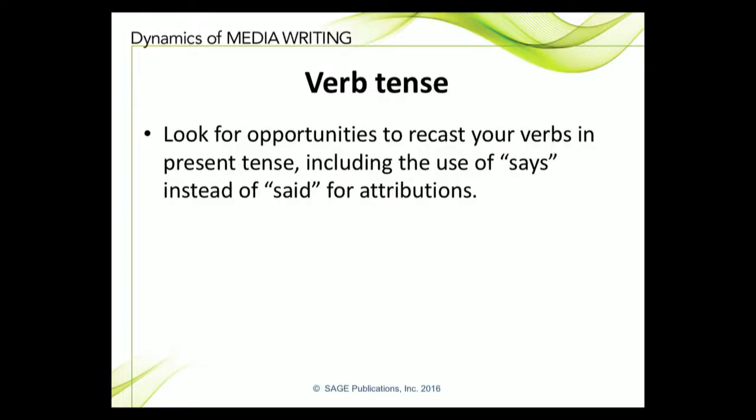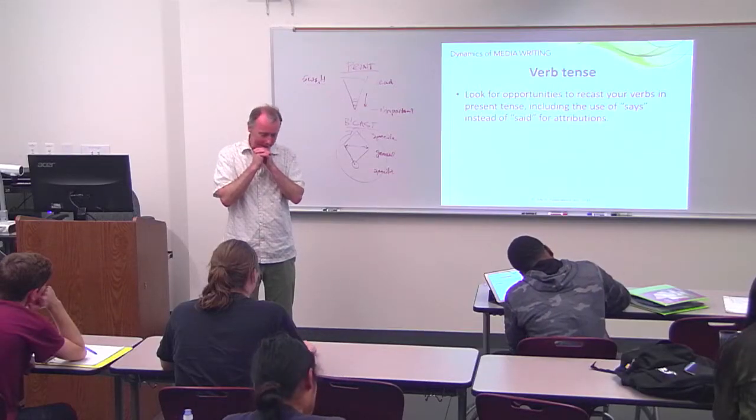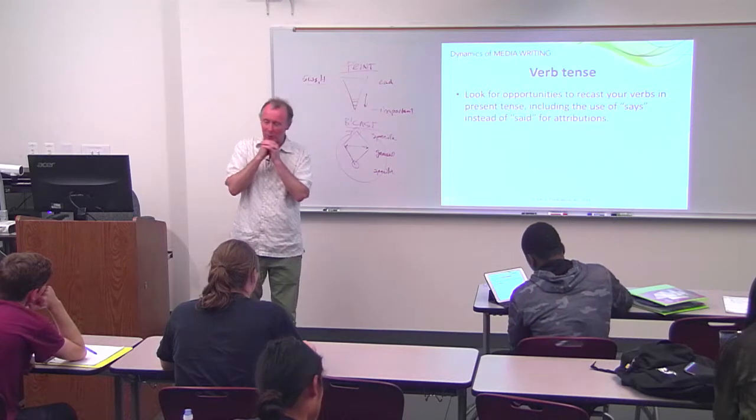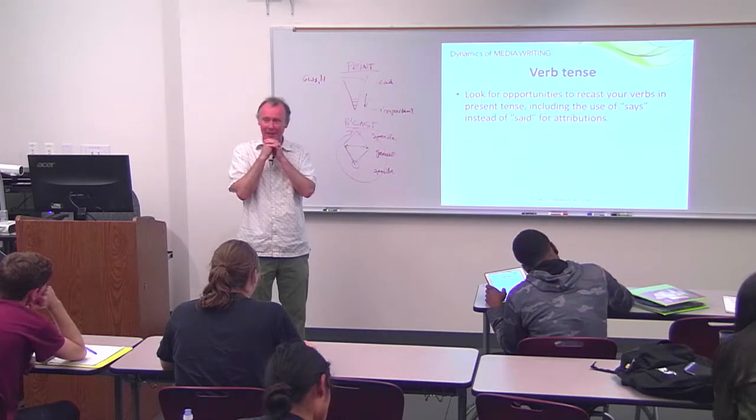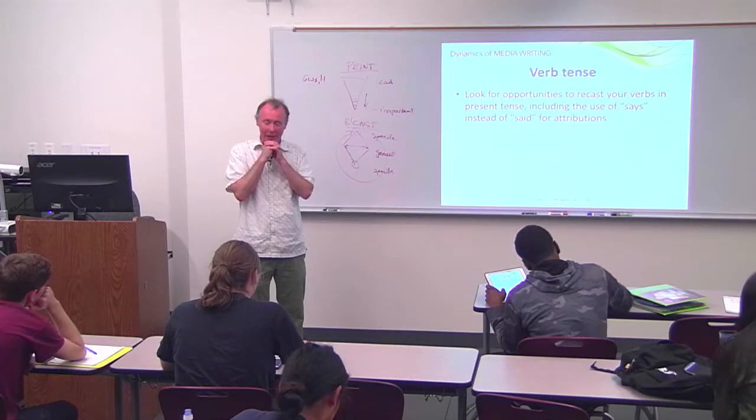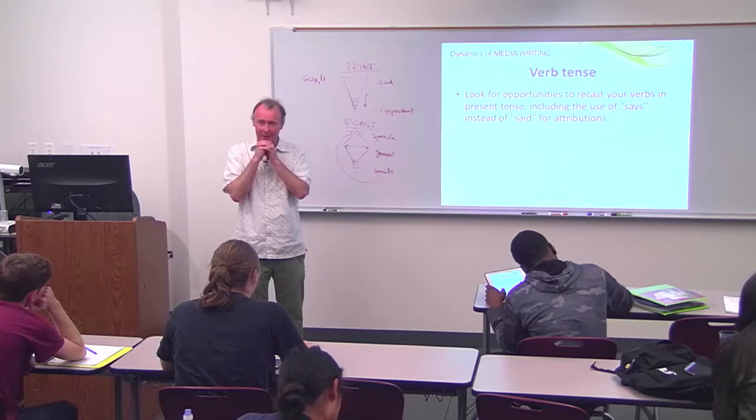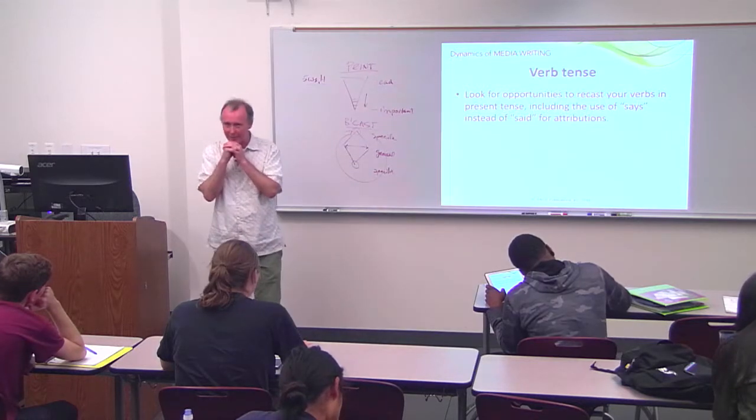But where are we? Yeah, so what we just said refers to this idea from the textbook. Look for opportunities to recast your verbs in present tense, including the use of says instead of said for attributions. So let's say we're back to the story about 4 people dead in Cambridge, right? So we said that it definitely happened, so we have to use past tense for 4 people dead in Cambridge. But our lead might be, area residents are still horrified after 4 people were killed in Cambridge today.